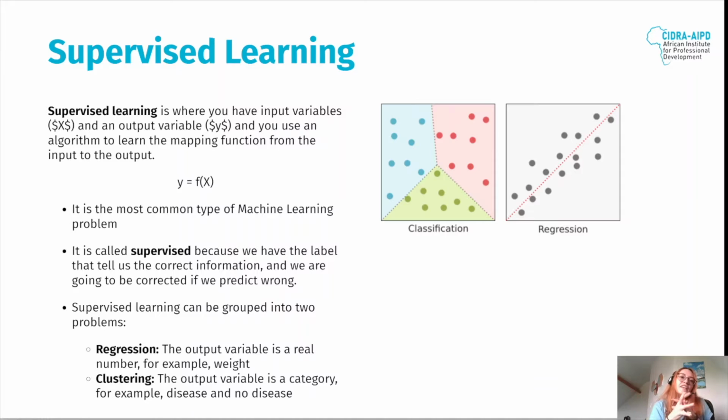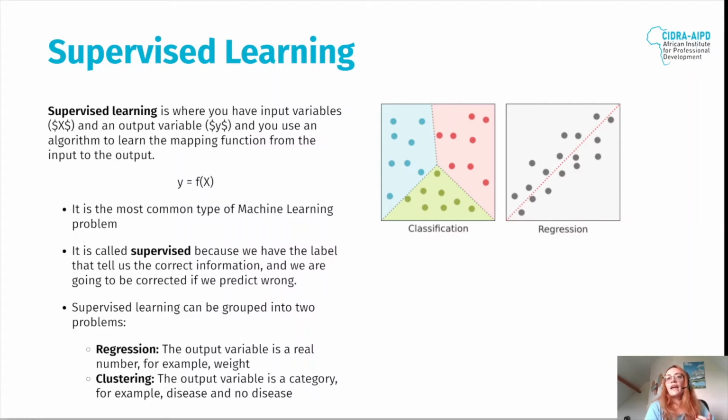Supervised learning can be grouped into two types of problems. It could be classification, and that's what I've been talking to you about. So you have a category, so disease or no disease, diabetes or no diabetes, cats versus dogs, anything that can be a category.